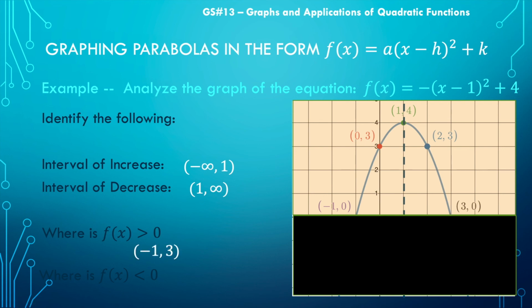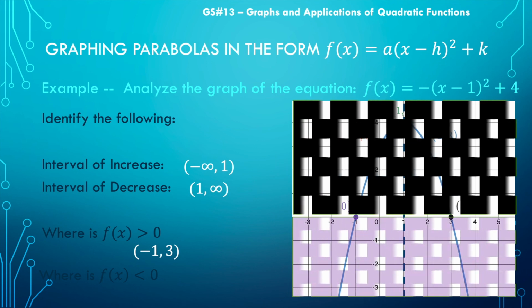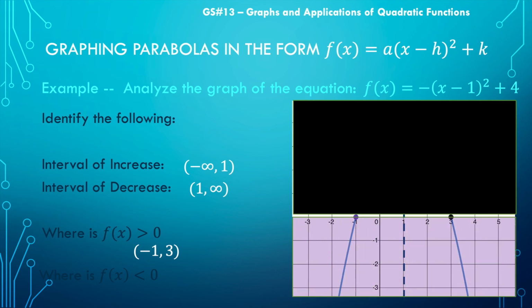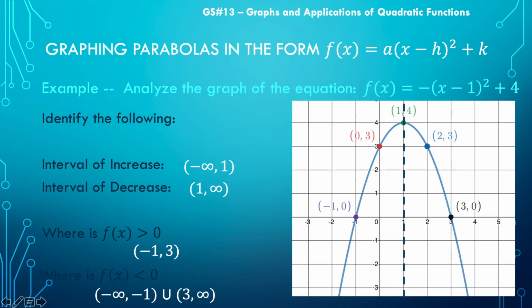And now where is f(x) less than 0? So where is the graph falling below the axis? So we should have two pieces. We should have this piece, and the domain of this piece is negative infinity to negative 1. And then this piece over here will be from 3 to positive infinity. And there we go. All right, in our next video, we'll talk a little bit about characteristics of parabolas, and we'll see you then.